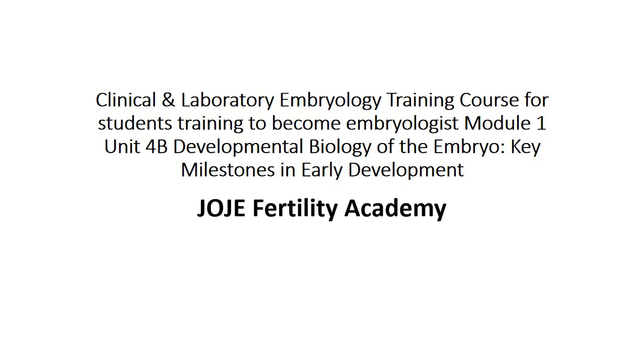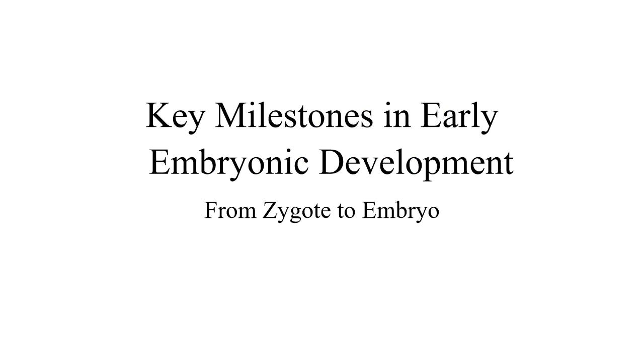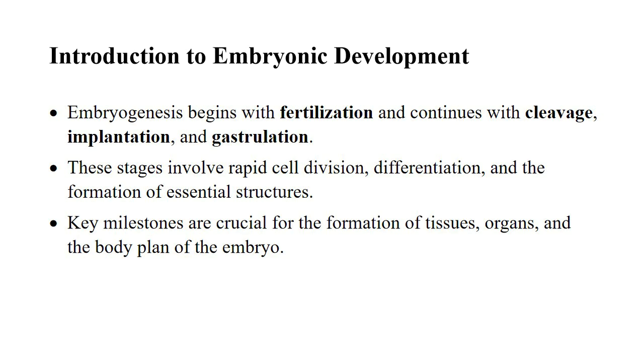Developmental biology of the embryo. Key milestones in early development. The development of an embryo involves a series of highly coordinated events that transform a fertilized egg, zygote, into a complex multicellular organism. These early milestones are critical in setting the foundation for the formation of tissues, organs, and the overall body structure. From fertilization to the formation of the basic body plan, each milestone plays a pivotal role in shaping the developing embryo.